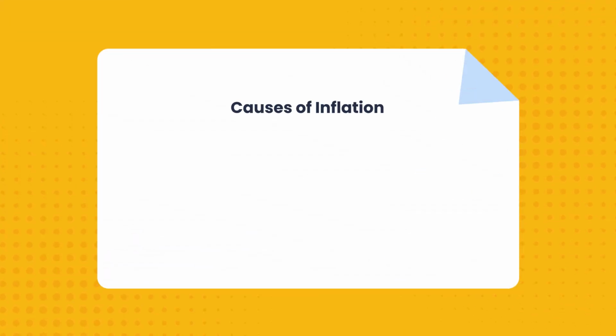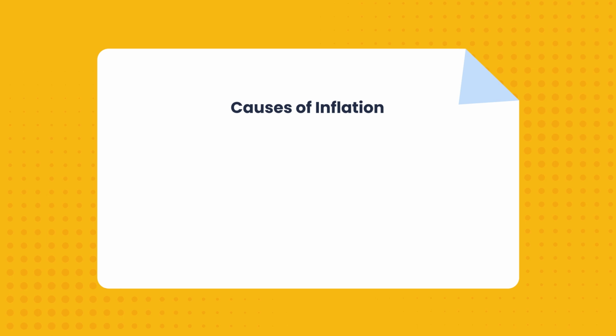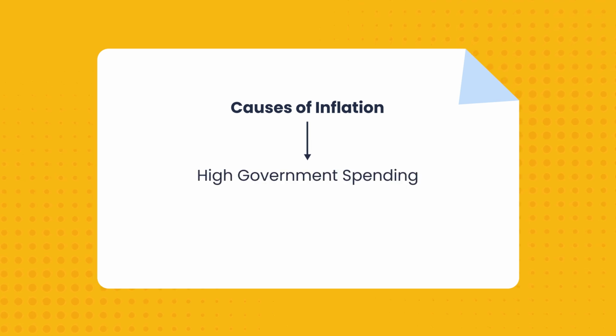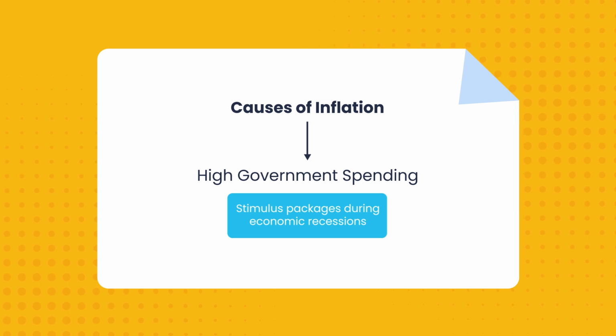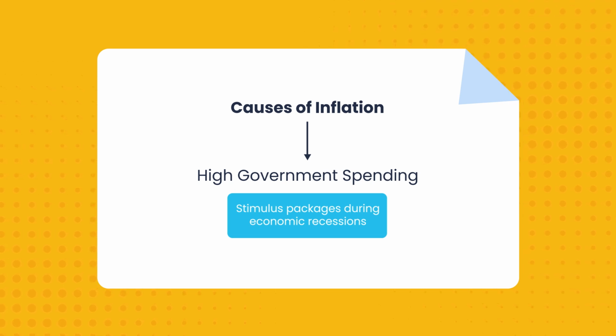If you're working on an economics concept map about inflation, adding real-world applications can be even more powerful. Instead of just listing causes of inflation, you might want to add a branch connecting high government spending to historical examples like stimulus packages during economic recessions, helping you see how economic policies impact inflation rates in practice.